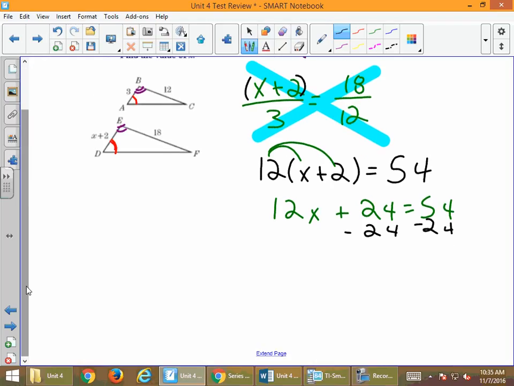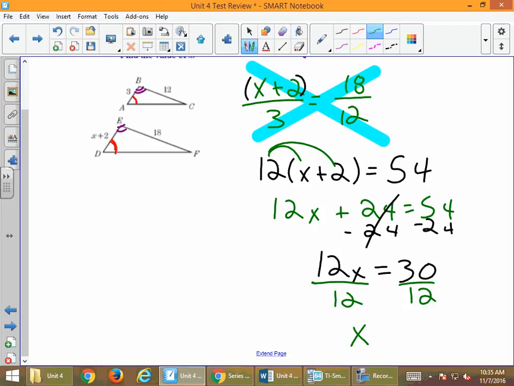12x equals 54 minus 24. 30. Uh-oh. Some of you are saying, what's going on here? I'm pretty good with mental math. I know we got some issues here. Aaron? 2.5. Yes, it doesn't specify what to leave it in. It doesn't say leave it in fraction form. If it doesn't say that, you can simplify your fraction or leave it in decimal form. So x is 2.5.